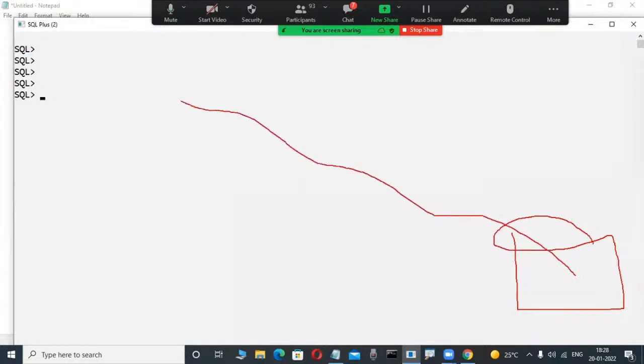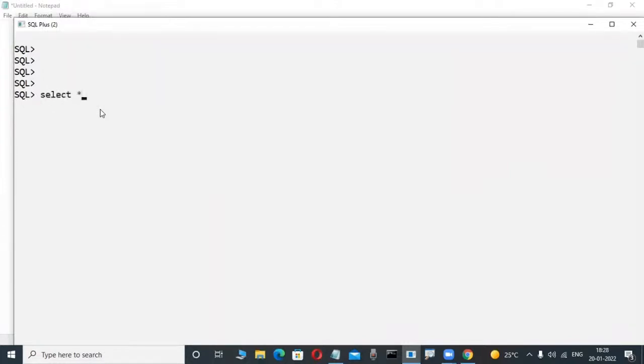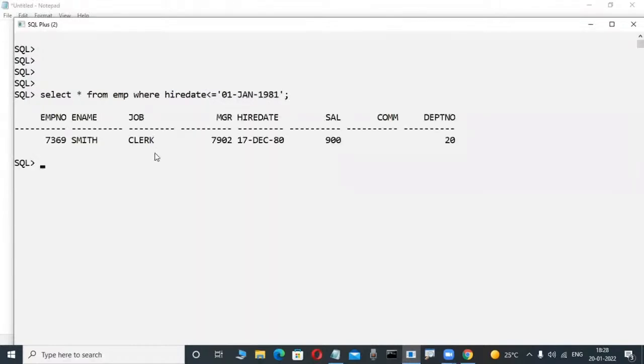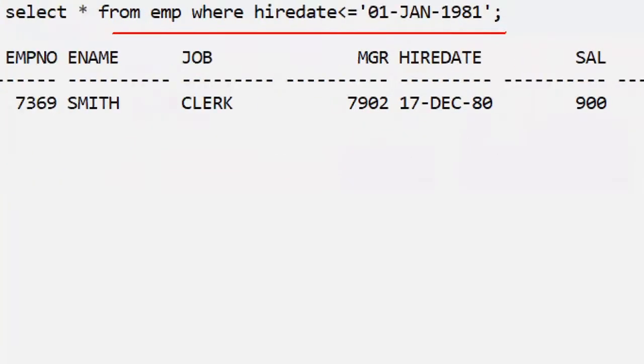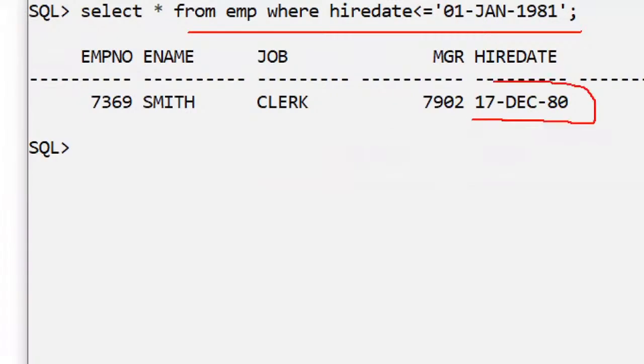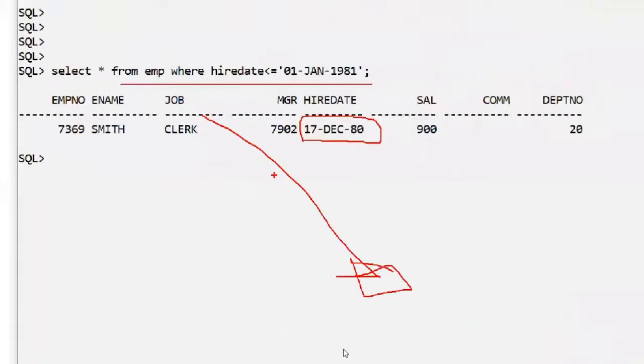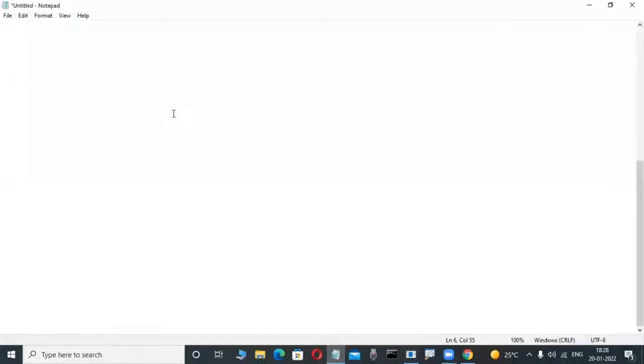How do they fetch this data? They write queries. These are called queries. Select star from table name where hire date is less than or equal to 1st January 1981. Just by writing the query, the data is displayed automatically. With a single line of code, the employees before 1981 are automatically retrieved from the database. That's why efficient data retrieval is most powerful.